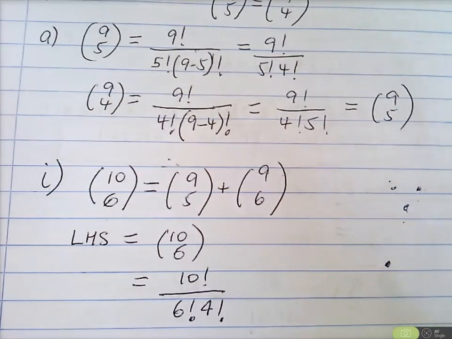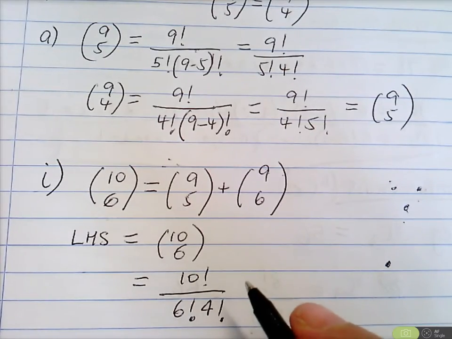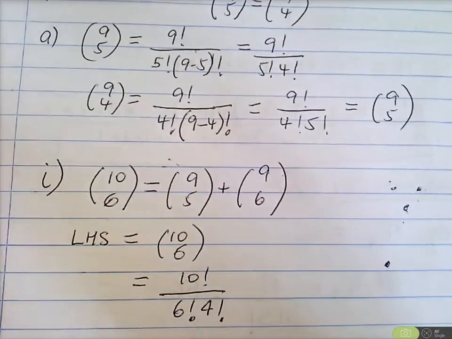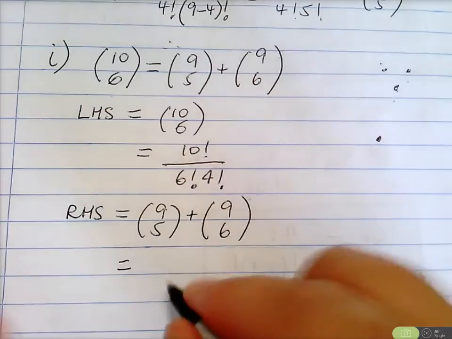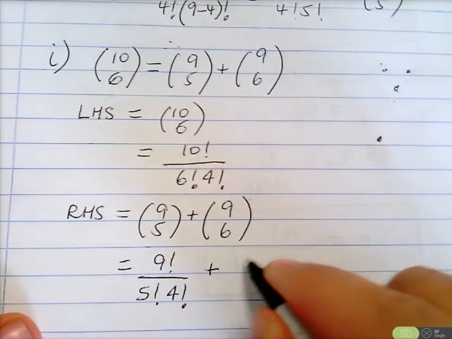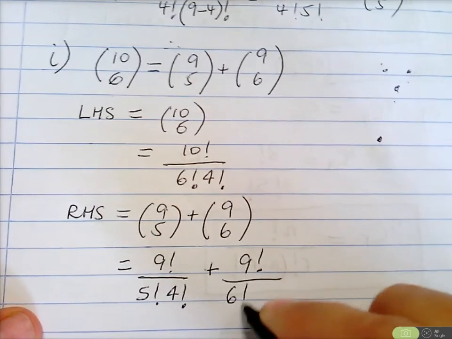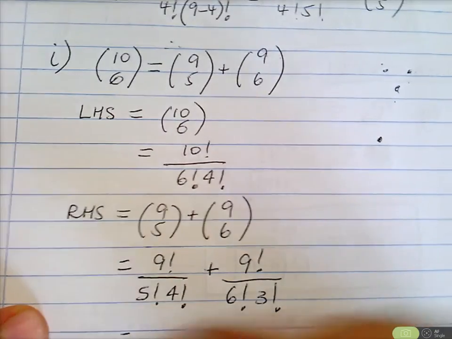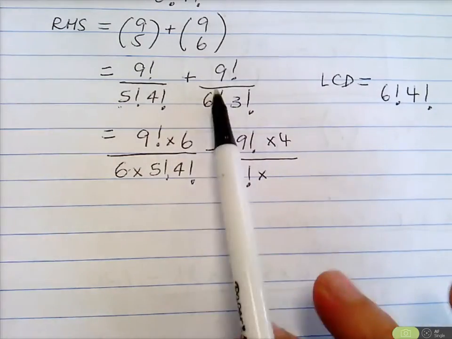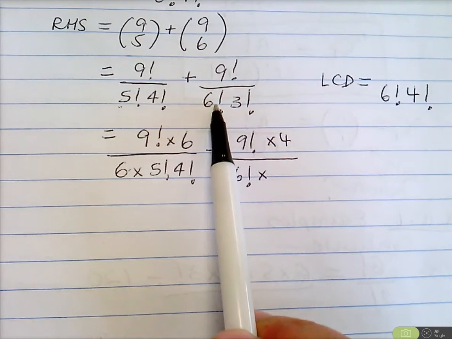All right, let's look at the right hand side. We'll just leave the left for now because we might have to do something else with it. Right hand side is this plus this, and what is it? 9 factorial over 5 factorial times 4 factorial plus 9 factorial over 6 factorial times 3 factorial. Geez. What are we going to do? Fractions here. To add them, I need a common denominator. I'd look at the highest one here, 6 factorial.